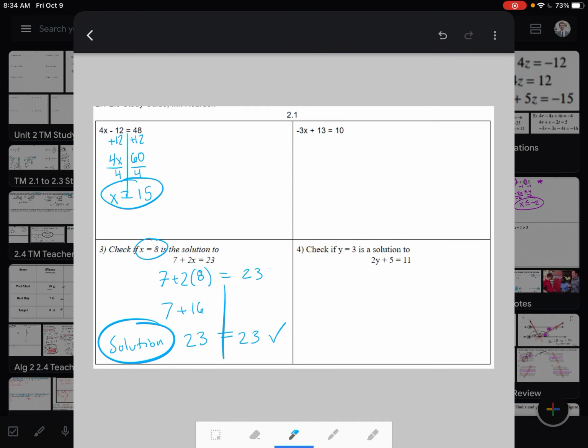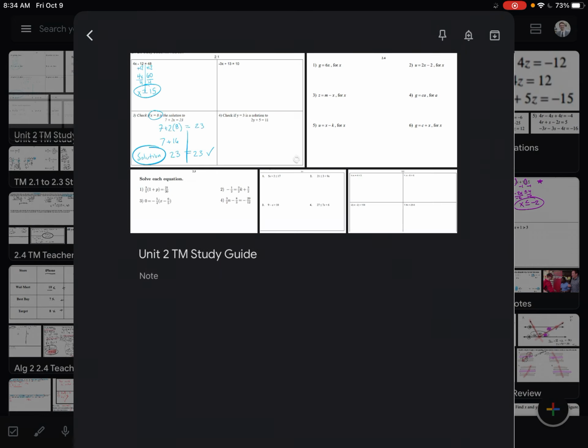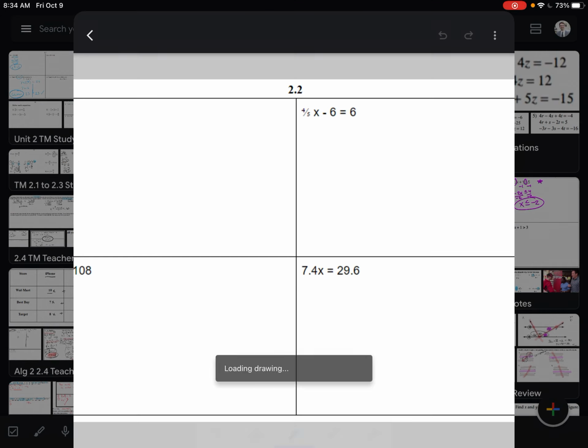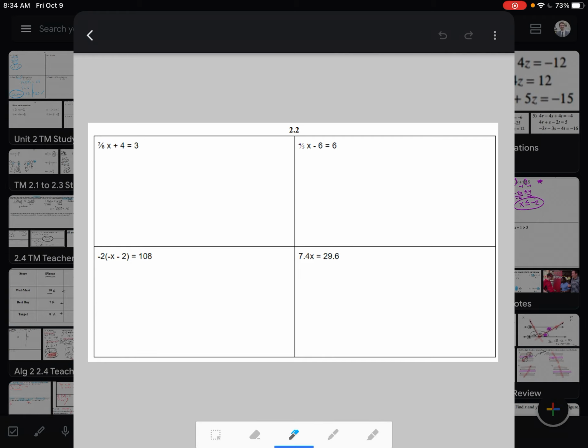So do the same thing on the right for those two remaining questions. Hopefully that'll help for 2.1. Next, going on to 2.2. Getting a little bit more difficult. We have some fractions and decimals and distribution.